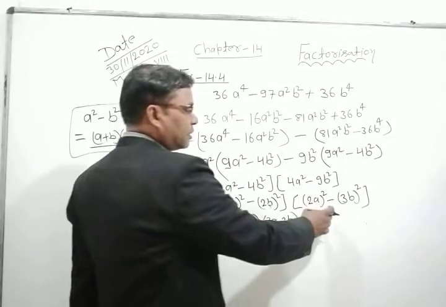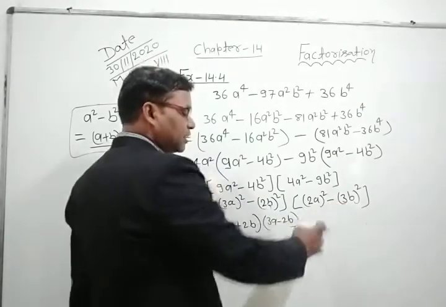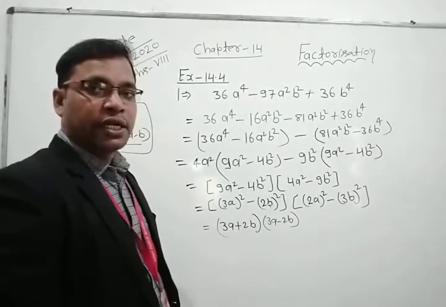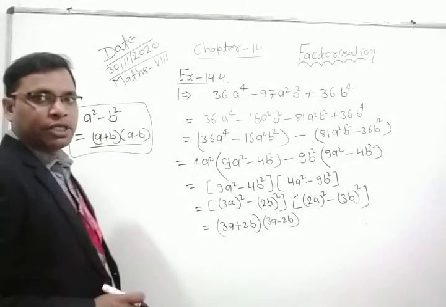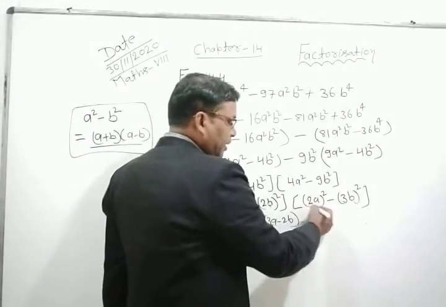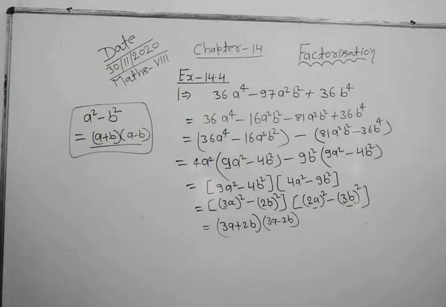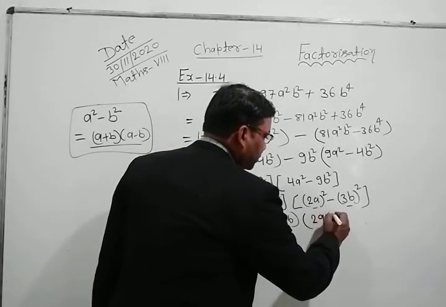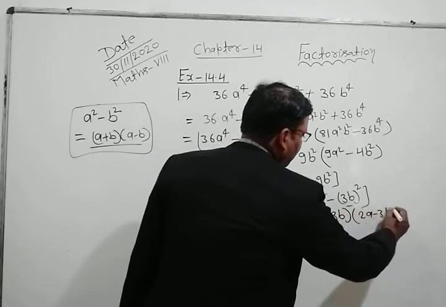Now in these factors, here you can see we find this factor because this is also of the form a square minus b square. Here you use the third identity, a square minus b square is equal to a plus b into a minus b. So this part is a and this part is b. This is clear. So you can observe here, you can write 2a plus 3b into 2a minus 3b.